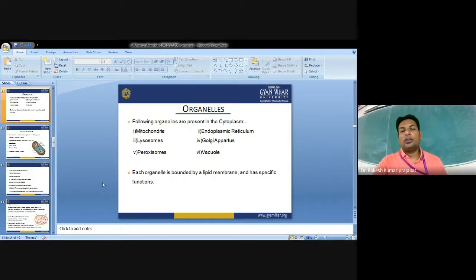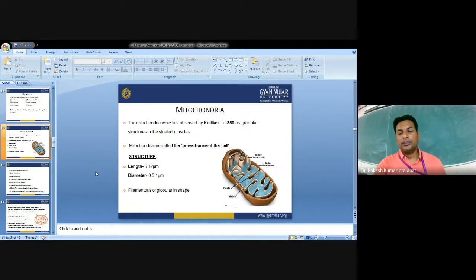Now, the different cellular organelles. There are some organelles present in the cytoplasm: mitochondria, endoplasmic reticulum, lysosomes, Golgi apparatus, peroxisomes, vacuole, plastid, chloroplast, ribosomes, and many other cellular organelles. Each organelle is bounded by a lipid membrane and has specific functions. Now we will discuss them one by one.